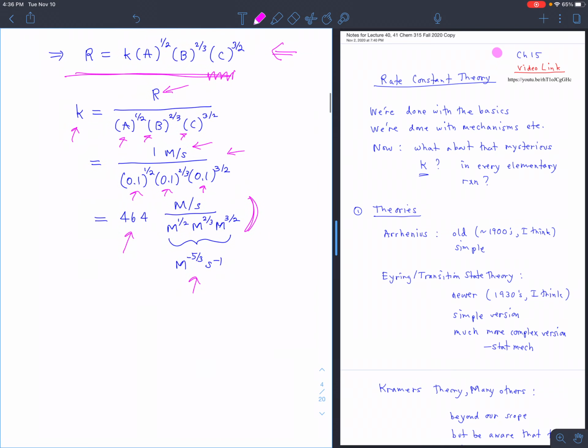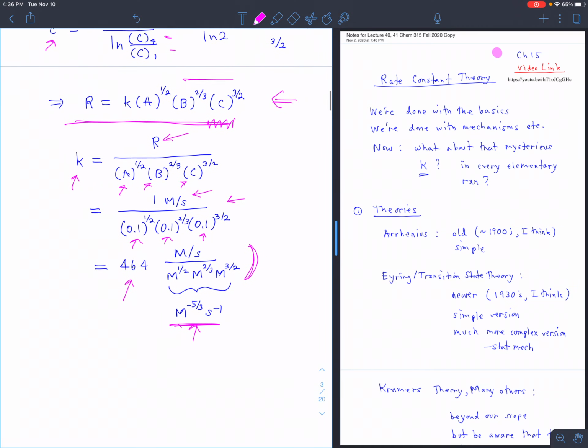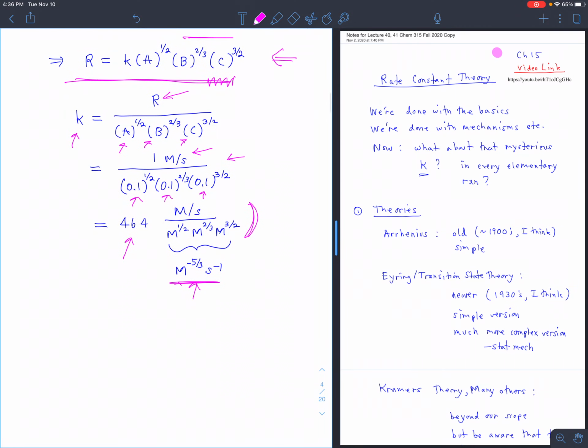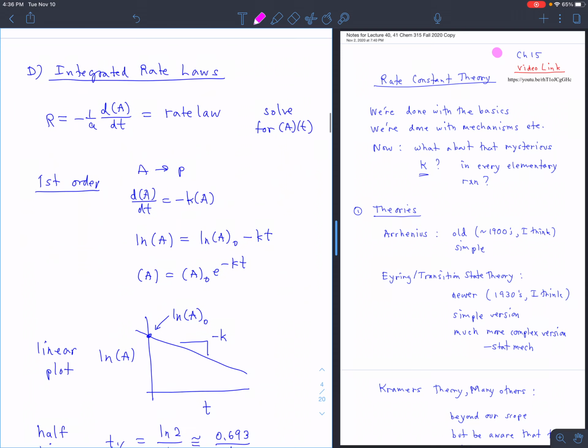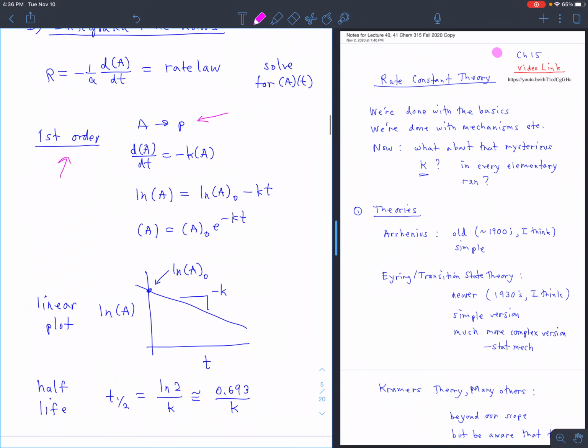You're not likely to see units like this or orders like this in real life, but they're good for illustrating the principles. All right, then we talked about integrated rate laws, two types, first order and second order. For a first order situation, the elementary reaction that corresponds to this case is A goes to products of whatever kind. The differential equation is dA/dt is minus kA.